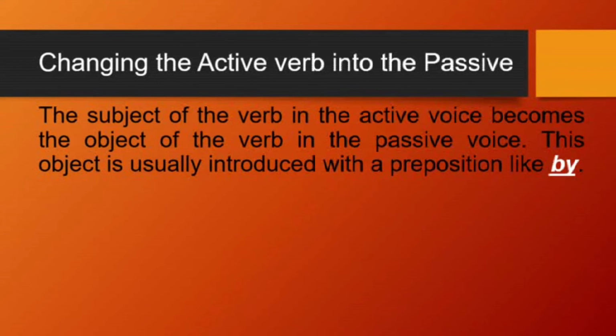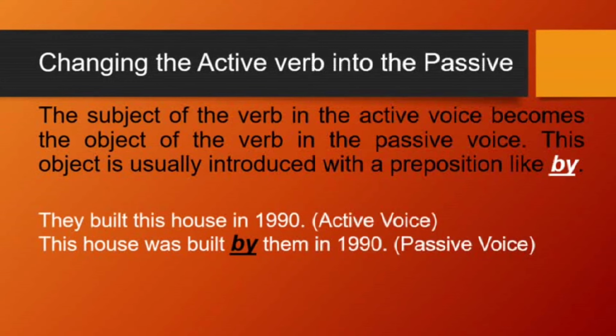Let's have the next one. The subject of the verb in the active voice becomes the object of the verb in the passive voice. This object is usually introduced with a preposition like by. Let's have these examples. They built this house in 1990. If we transform this into a passive sentence, it will become, this house was built by them in 1990.